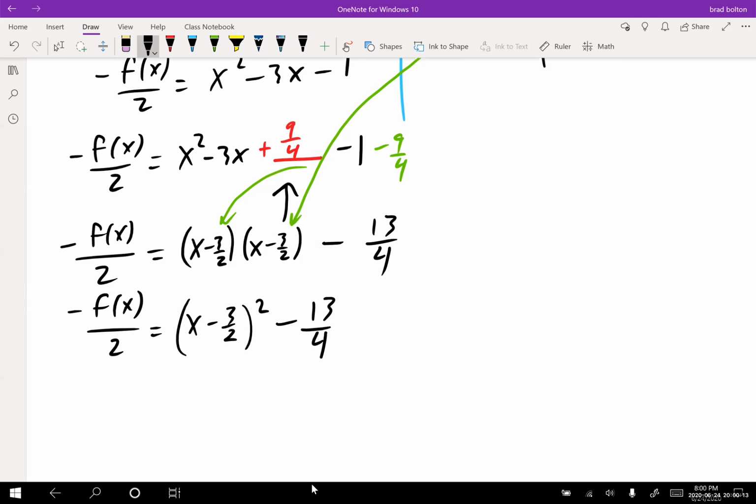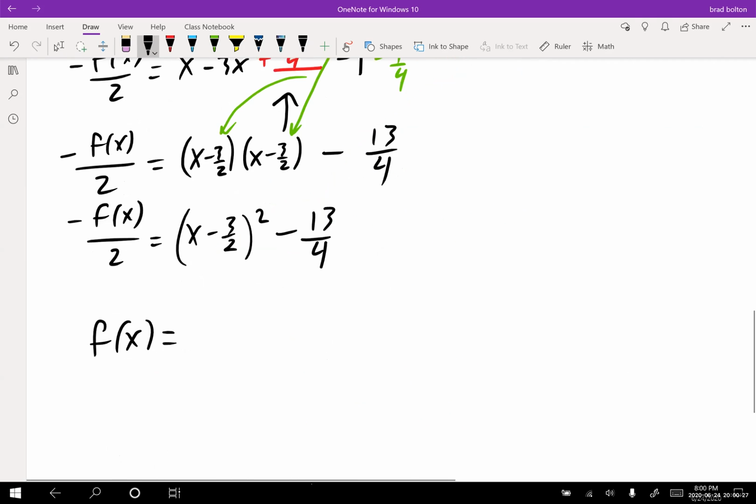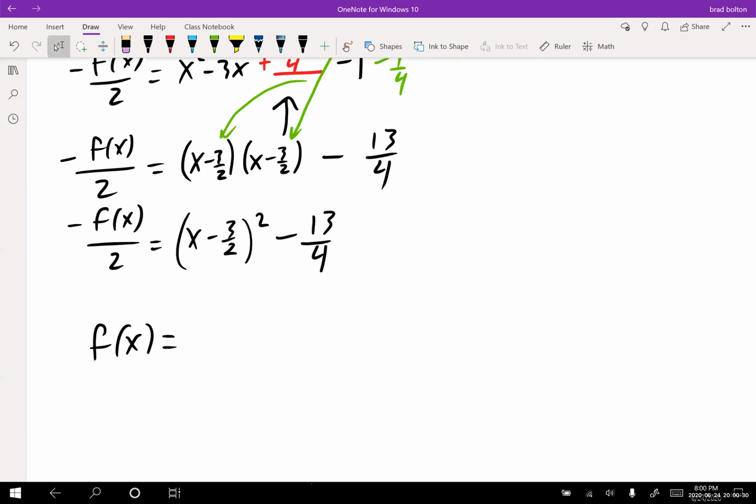Now here's the thing. Our job is to have plain old f of x equals, and we want vertex form. So if we come up here, do you guys see vertex form? Do you see anything attached to the f of x, or is it f of x all by itself? Right, it's f of x all by itself, so we have to come over here and cancel that -2. So we're going to multiply by -2 over 1. Multiply every piece of the equation by -2.